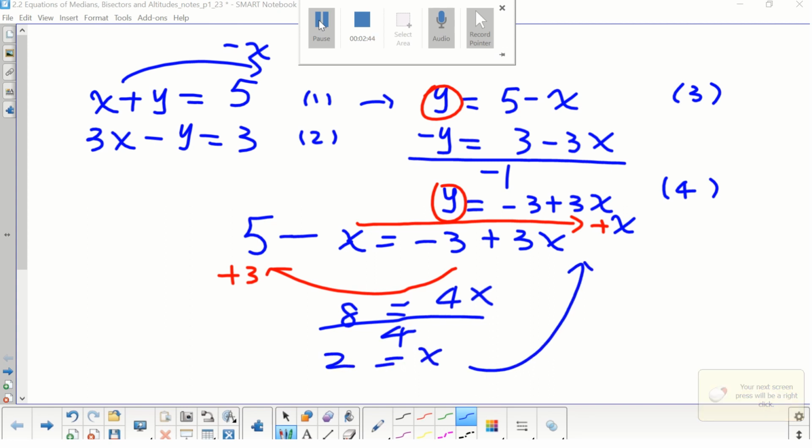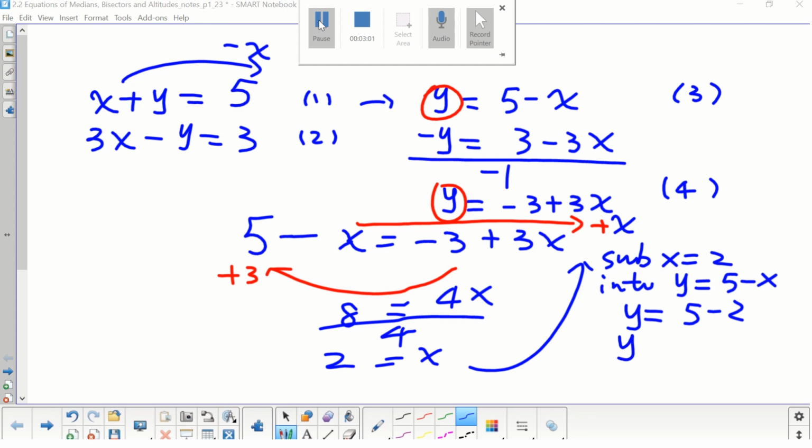After that, we need to solve for y. We pick one of the equations. They will give you the same answer. If not, something is wrong. So substitute x equals 2 into y equals 5 minus x. We have y equals 5 minus 2, y equals 3. Therefore, the point of intersection, so this is a statement. Please write it here. It's (2, 3). Okay, so these are the homework procedures.